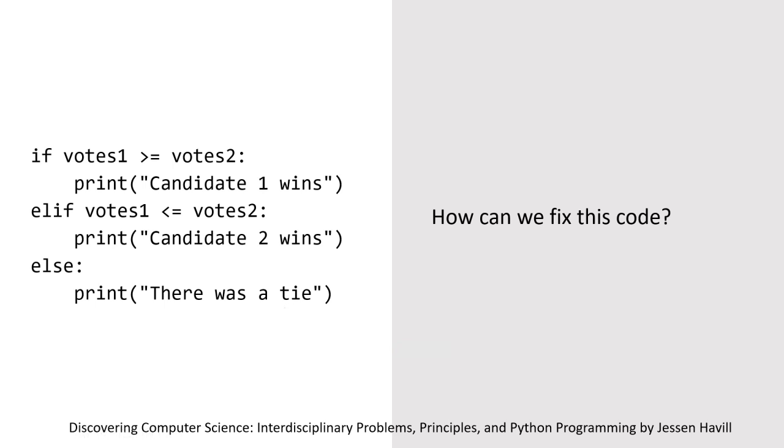Yes, I hope that you got the answer. The problem in this code is the use of the equality operator. So we have to remove these equality operators. If you remove these equality operators in the if conditions, then you can fix this code. So if vote 1 is equal to vote 2, the first if condition will be false. Similarly, the else if condition is also false. So it will only execute the else part and it will print there was a tie. So this way you can solve this problem.